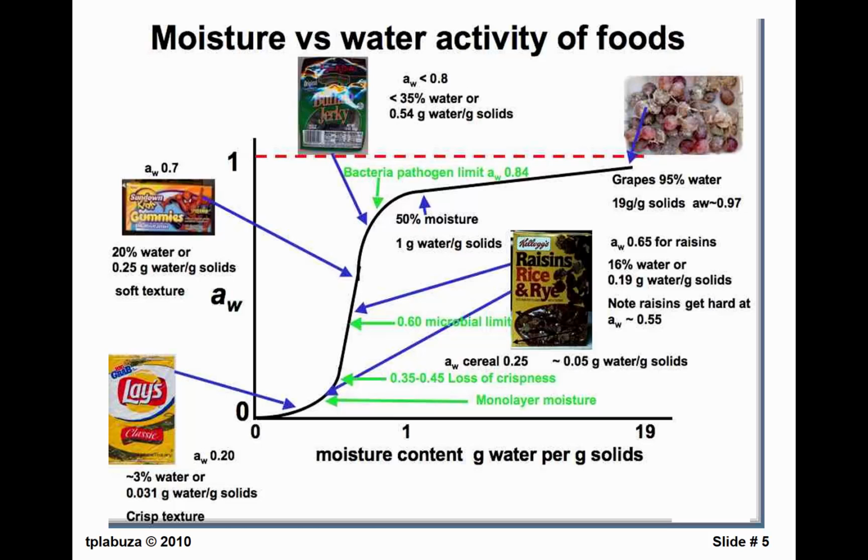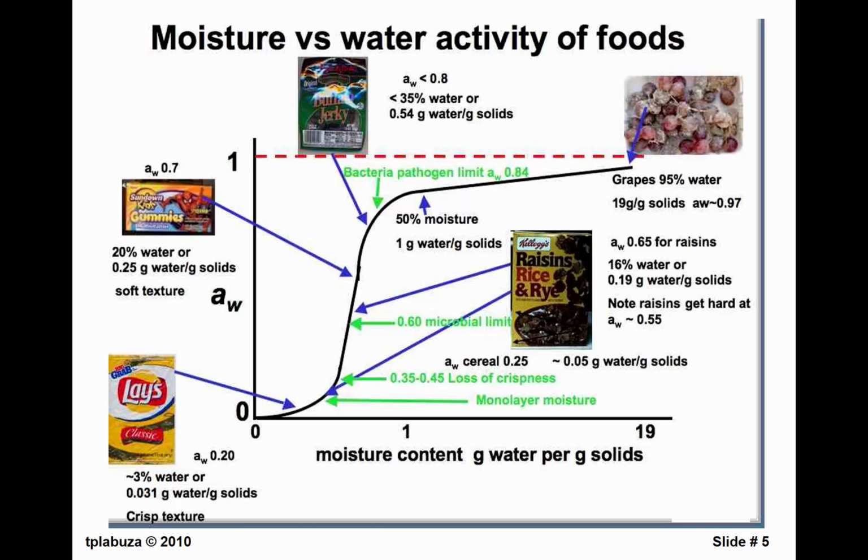So this just shows you a picture of something. Grapes, for example, 95% water, water activity about 0.97. Beef jerky, about 35% water, water activity of 0.8. My favorite food, gummy bears, a little lower in there. Soft texture. This is right on the limits up here of pathogen growth below a water activity of 0.84. You're not going to get the growth of any pathogens. You will get the growth of some molds that are carcinogenic, like Aspergillus flavus that produces aflatoxin.